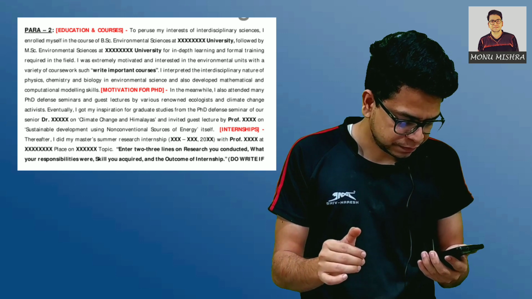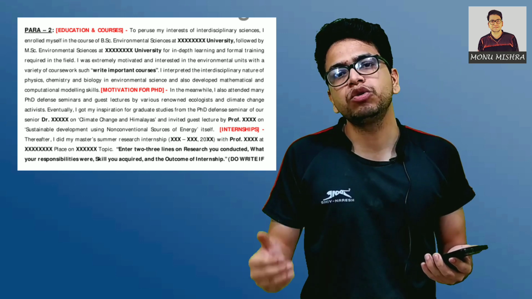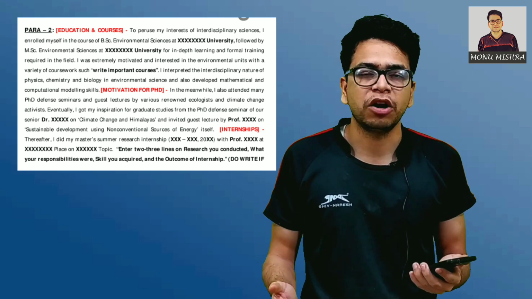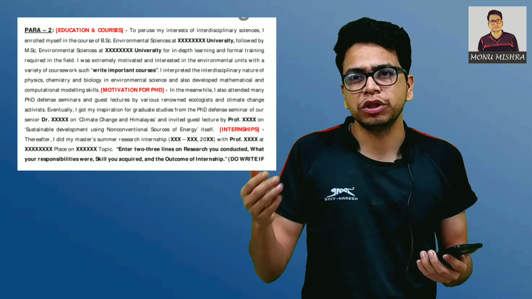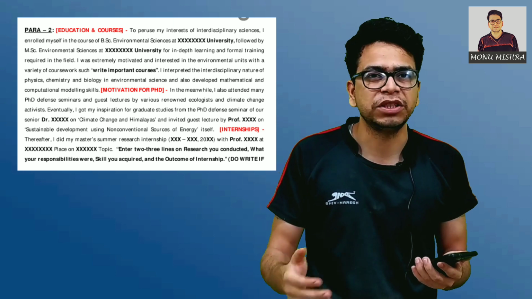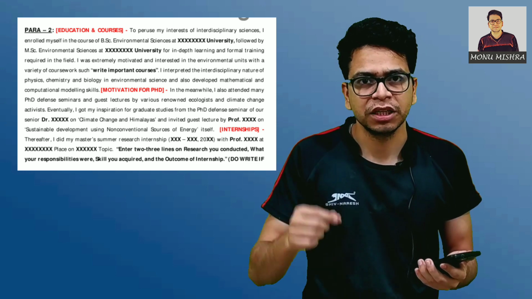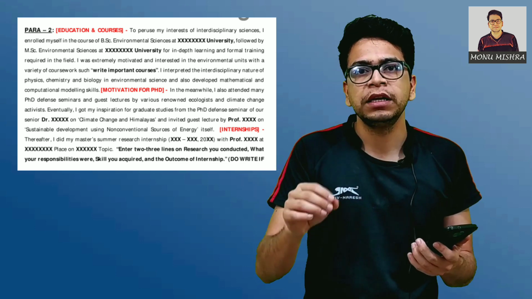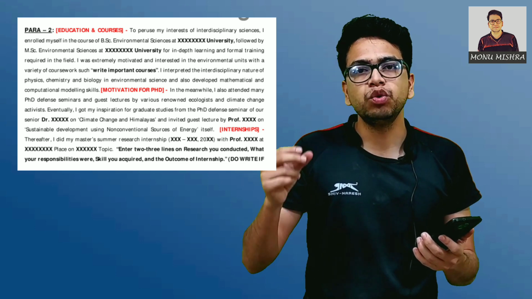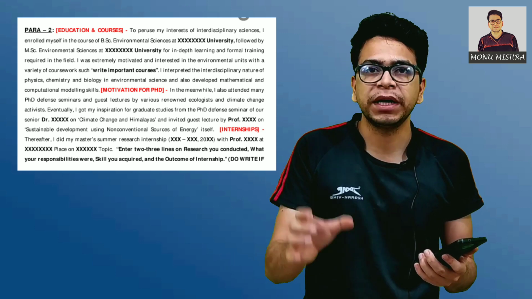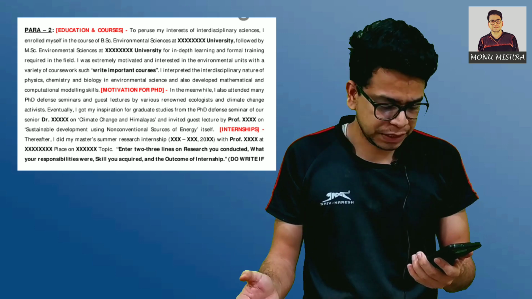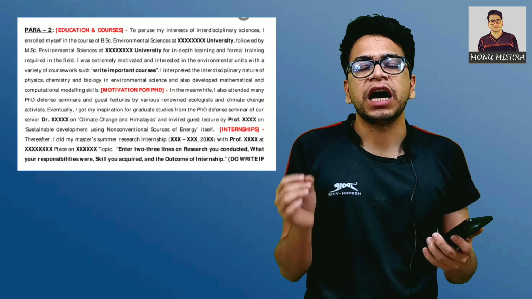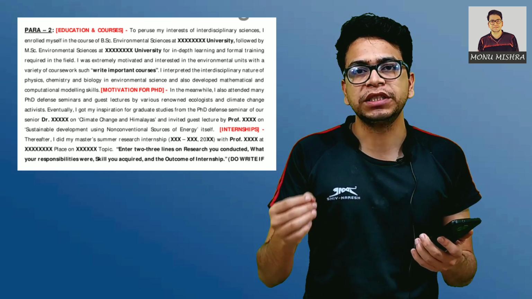And after that, you also need to talk about the courses you have studied, because in environmental sciences there are a lot of courses like water pollution, soil pollution, air pollution, climate change, sustainable development, and many other things. So you have to mention the relevant courses you have studied. That will tell the examiners that you have the theoretical knowledge of that particular topic in which you are applying for the PhD. And do not forget to mention that I was inspired for PhD.